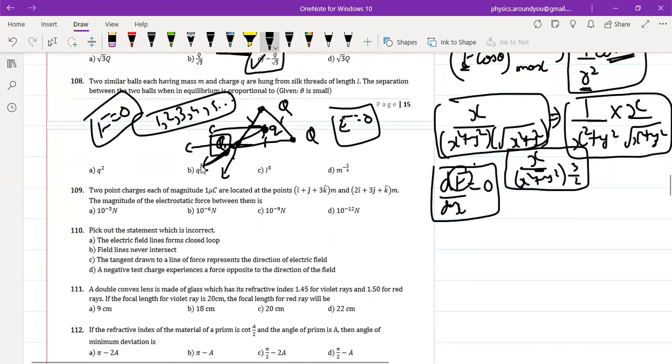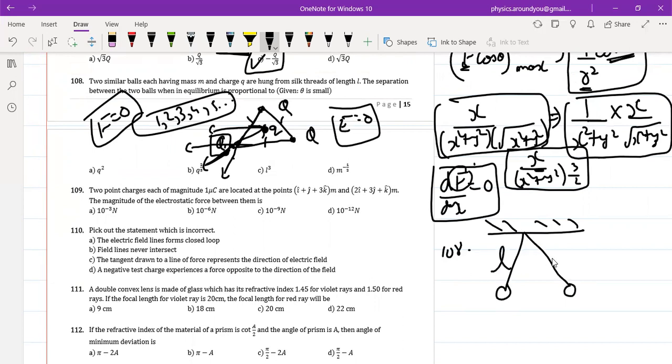Now we go to question number 108. Question number 108 is rather a very, very standard case. You see, there are two similar balls. They are hung, the length of the threads are L. Separation between the balls, they're asking what is the value of X. Theta is small, it says. So this angle is very small. The separation between the threads is small. So the angle is small.